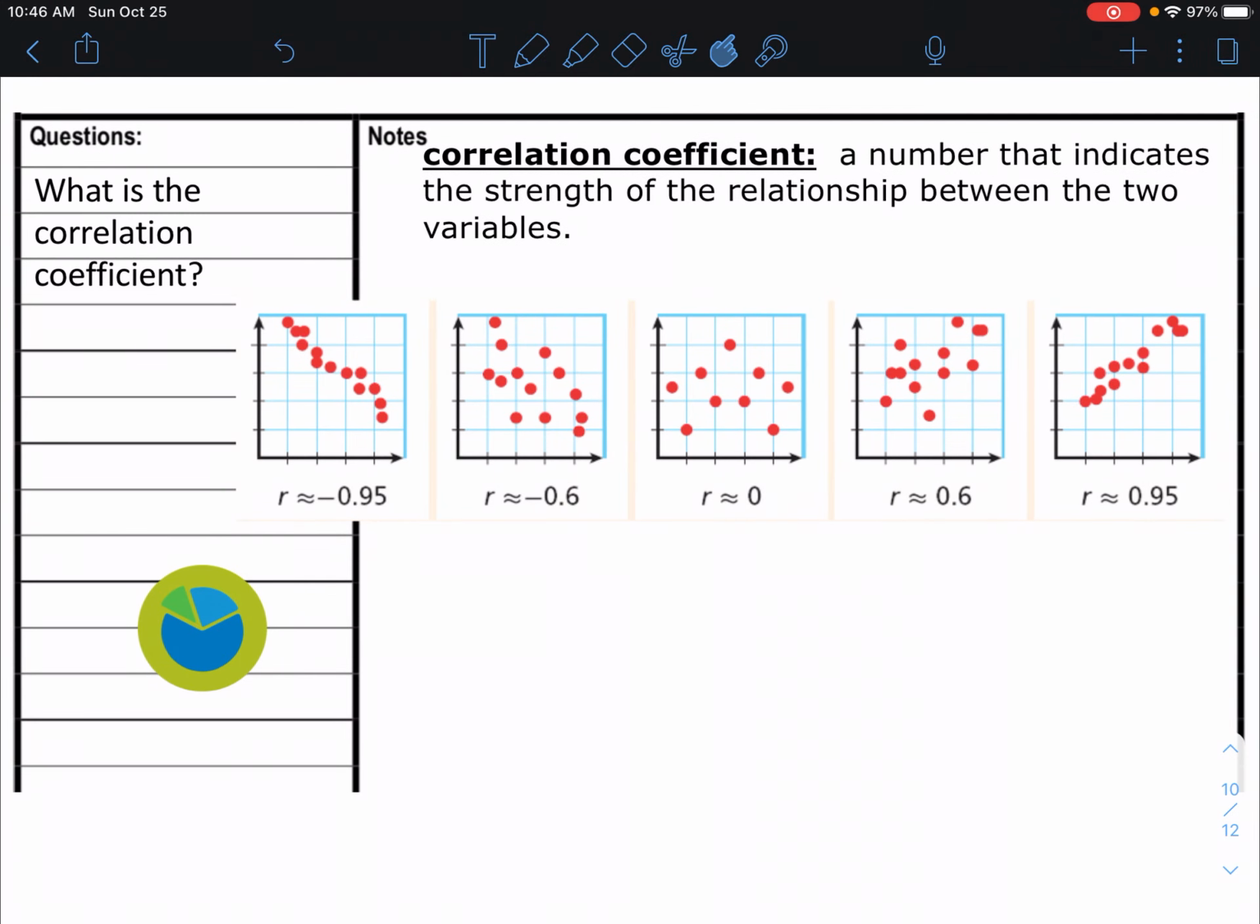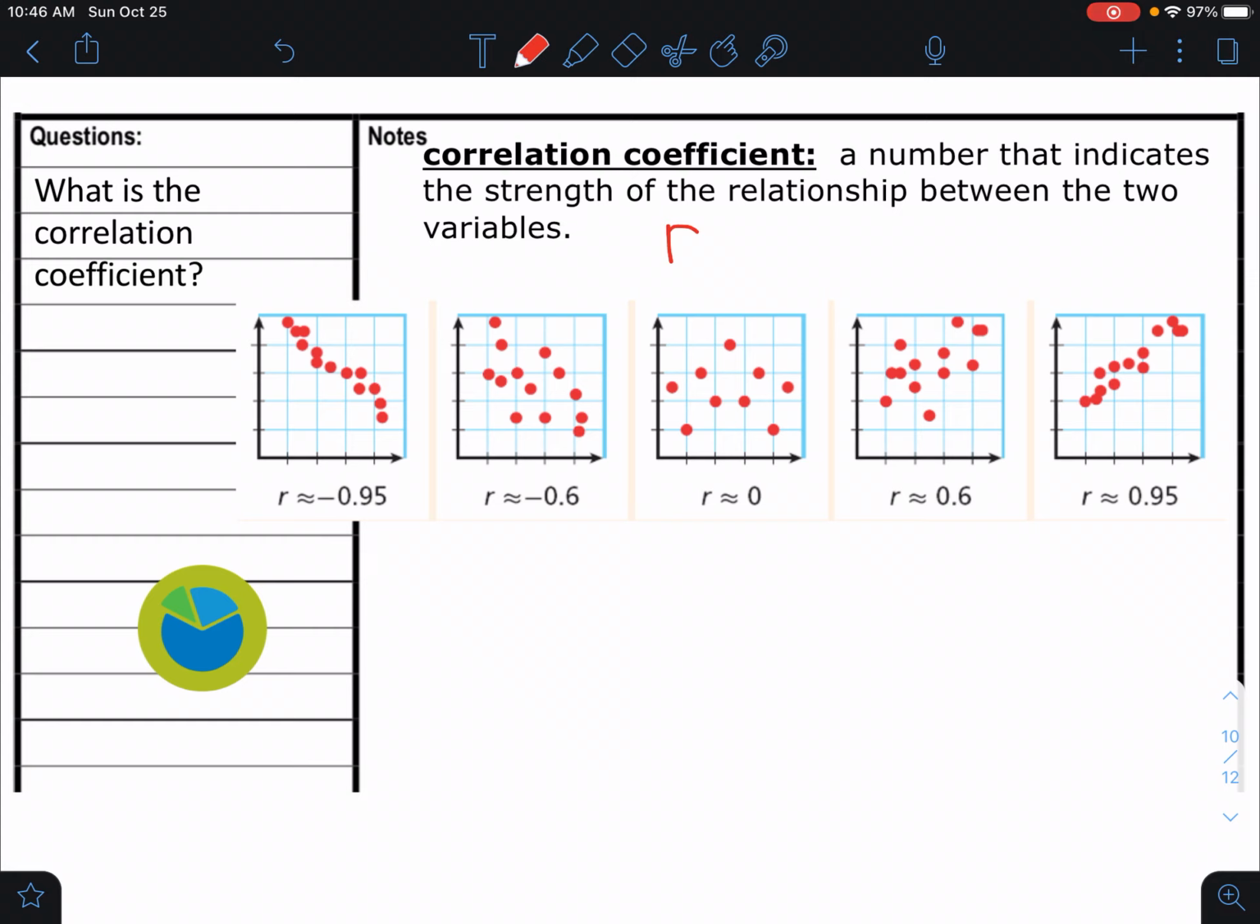Okay, so correlation coefficient. Again, this is our R value. So this is R. And when we use our graphing calculator, that will be given to us and will determine how strong a relationship is. Now, the stronger the relationship, the more tightly grouped the dots, the data points, will be.